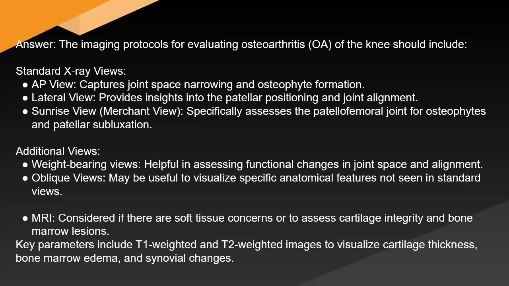Additional views, weight-bearing views, helpful in assessing functional changes in joint space and alignment. Oblique views may be useful to visualize specific anatomical features not seen in standard views. MRI, considered if there are soft tissue concerns or to assess cartilage integrity and bone marrow lesions. Key parameters include T1-weighted and T2-weighted images to visualize cartilage thickness, bone marrow edema, and synovial changes.